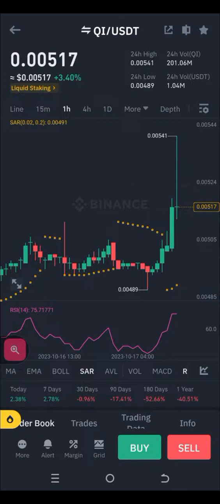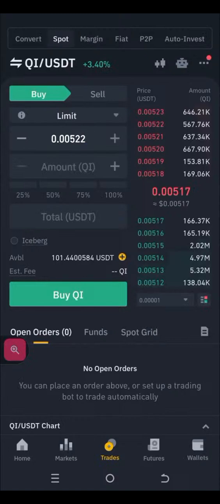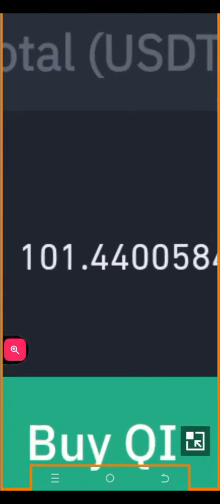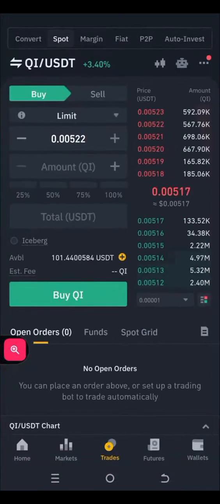I mean, look at it. Look at QI BTC. I mean, this is QI USDT. Look at it. We made, how much did we make? $1.44. Wow. Of course, it was $1.54, but we had to pay 10 cents for fees. So now we're left with $1.44. Good one.